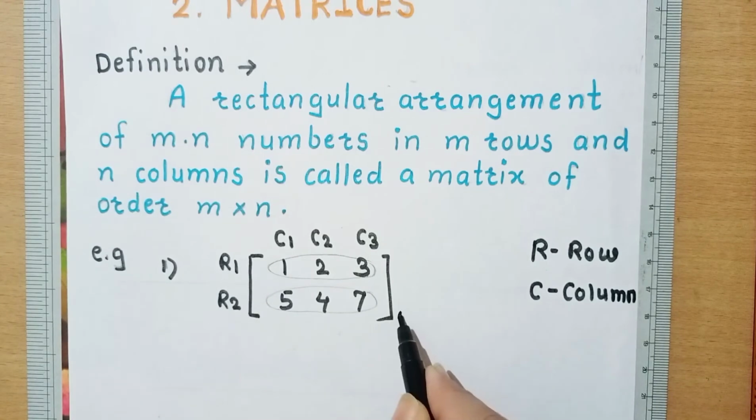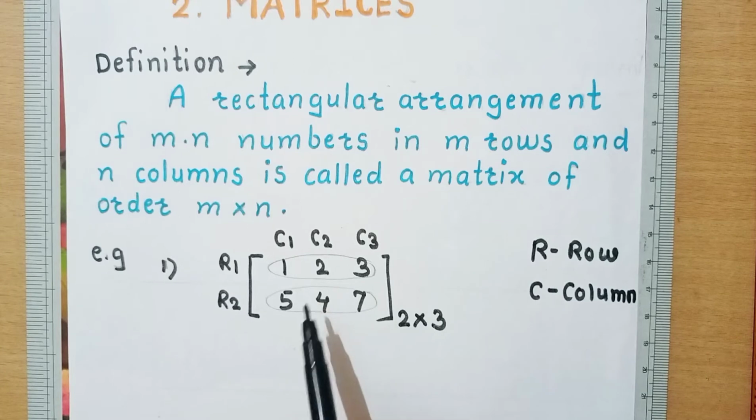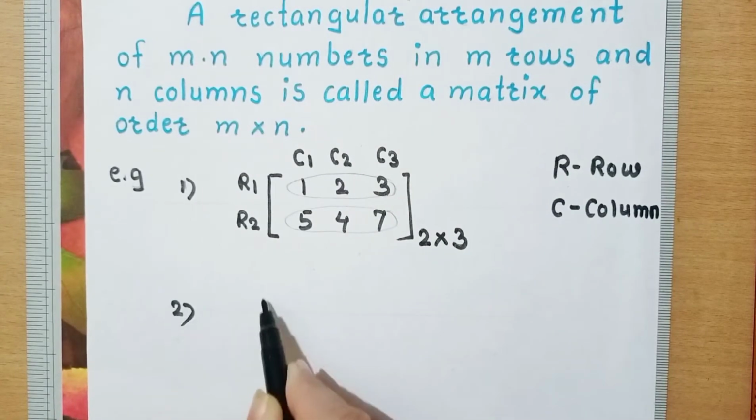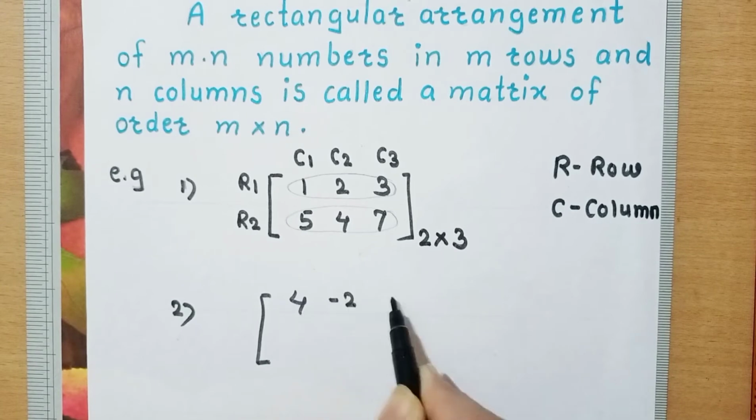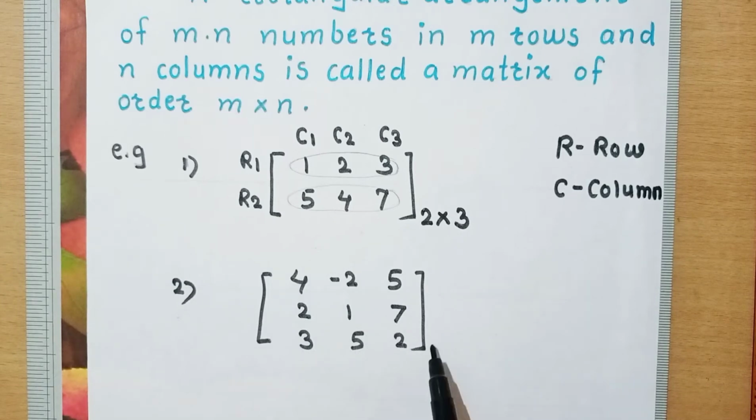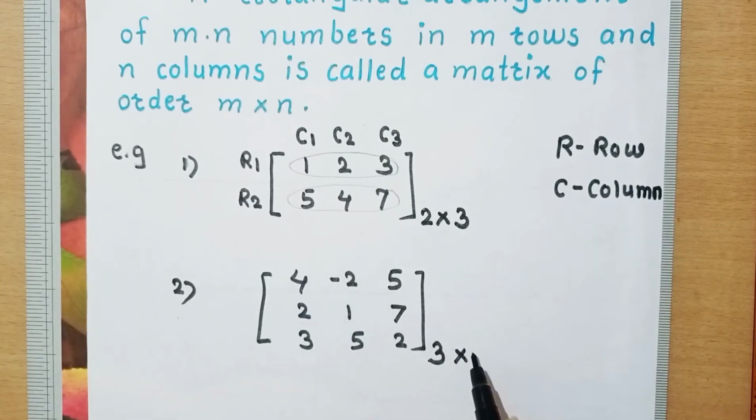Since there are two rows, I am writing here number 2, then write down cross and then write down the number of columns. There are 3 columns. So this is the matrix of order 2 by 3. Again, check one more example. So suppose this is 4, minus 2. Now we can observe there are 3 horizontal lines. So we will write here number 3. Then cross. Again there are 1, 2, 3 vertical lines, meaning columns. So 3. So this is the matrix of order 3 by 3.